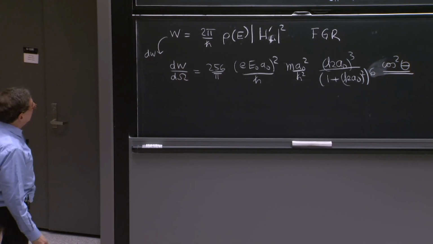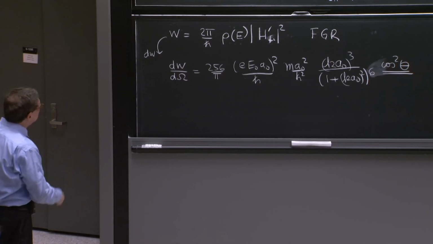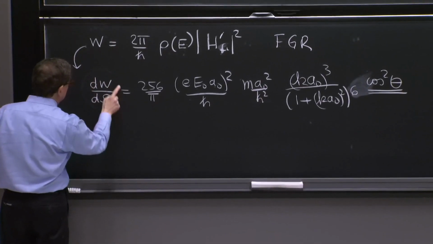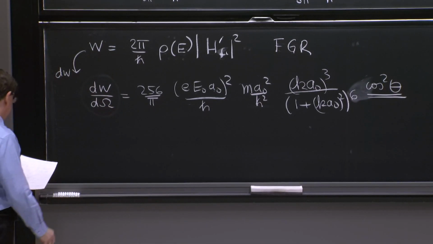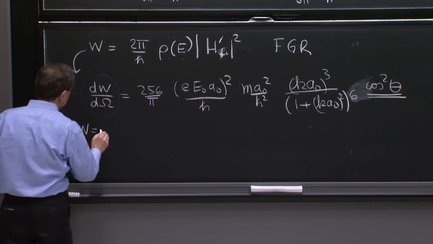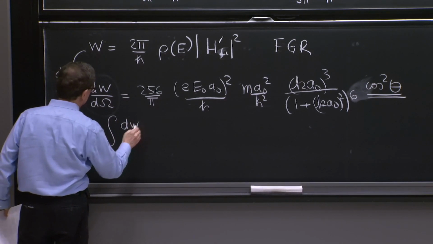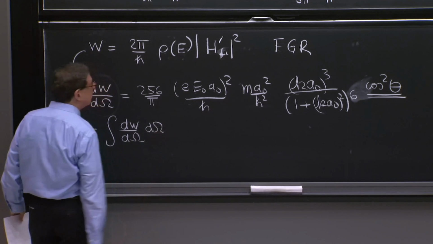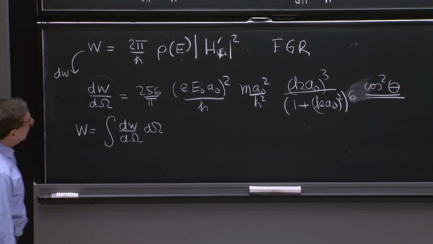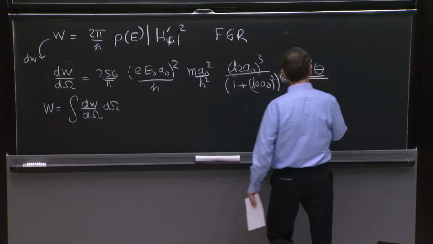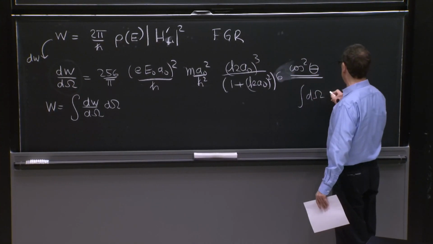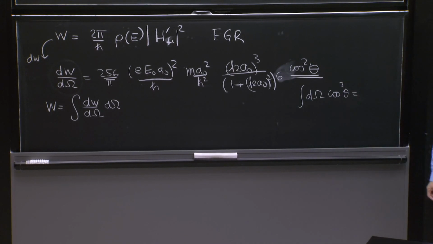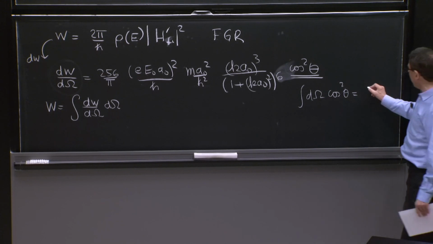So, okay, this is a differential rate. So the total rate, W, is the integral of this differential rate over solid angle. And for that, you need to know that the integral over solid angle of cosine squared theta is 4 pi.